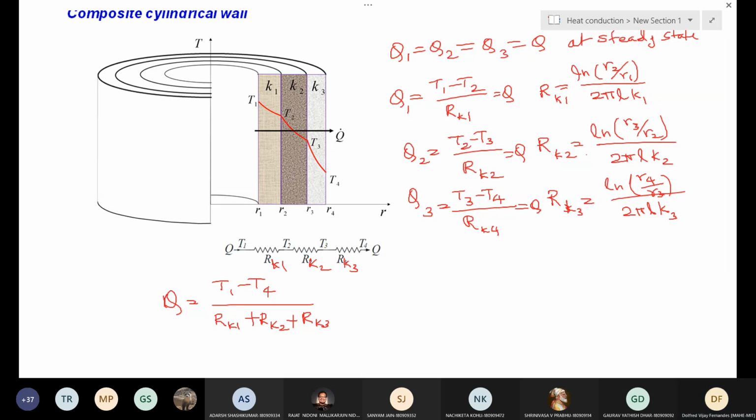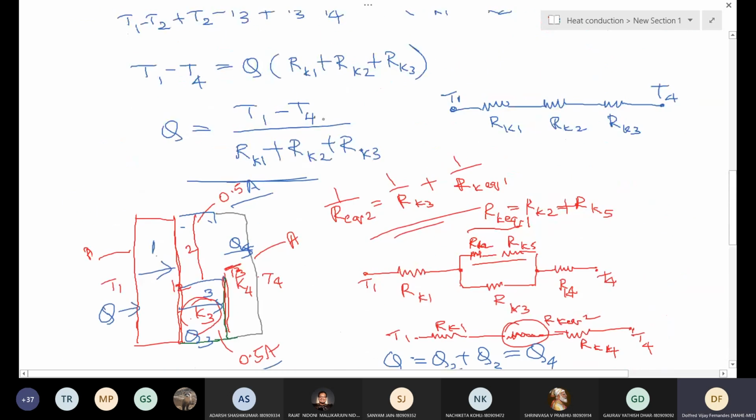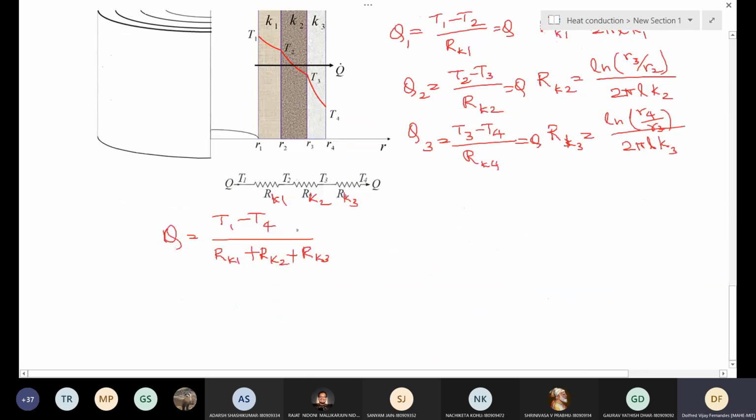So any problem here or anything you don't understand? The only thing is you have to substitute a different formula for resistance. The process, everything will remain the same. So the formula for calculating the rate of heat transfer is the same as the planar wall, but the only thing is to substitute the resistance formula correctly.